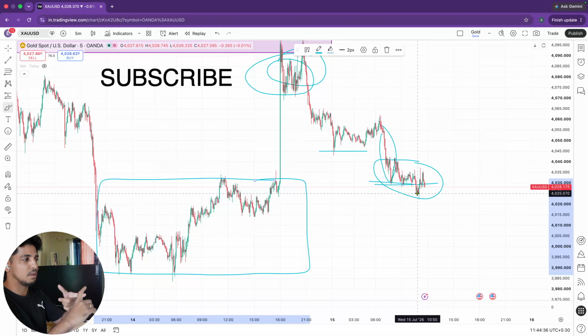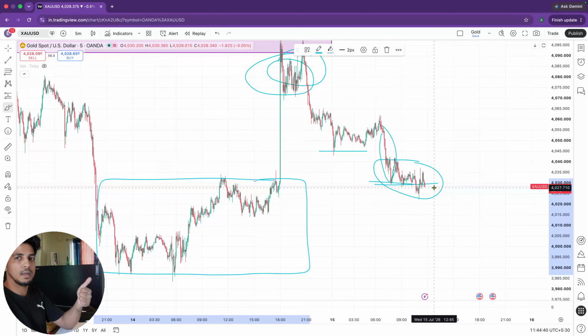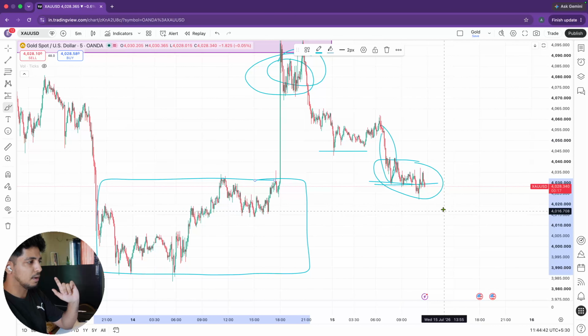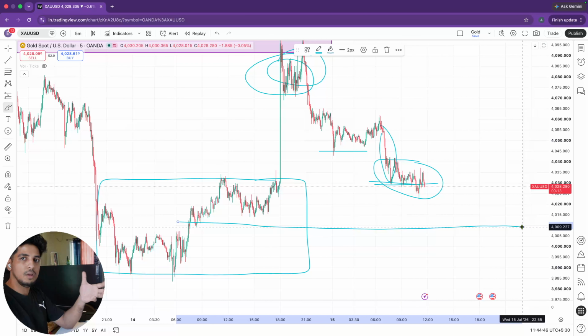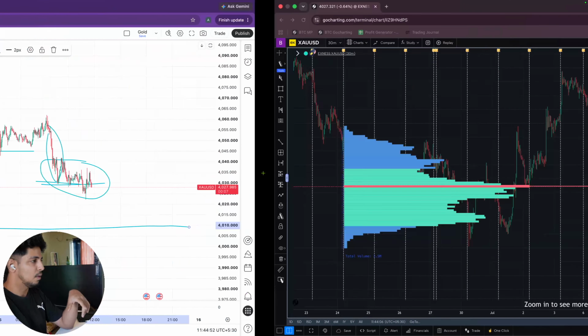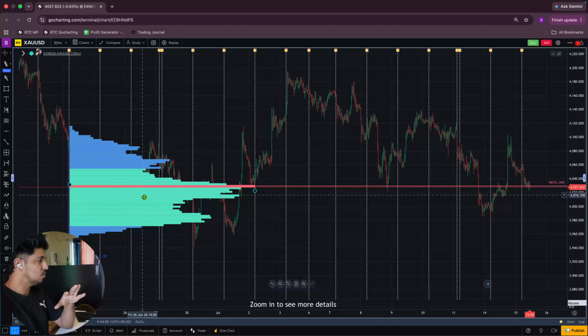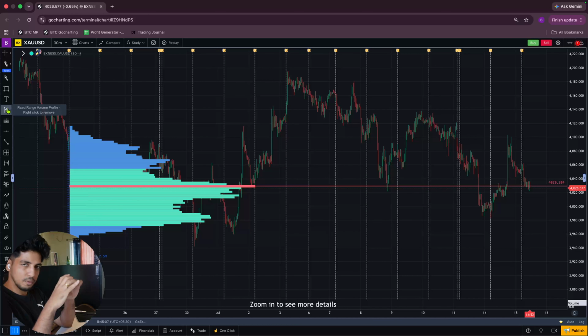So there is another scenario also. When would these longs that I'm currently having get invalidated? That will get invalidated when the market moves below this zone. For that, how will we find out the major defensive location of the previous day bias? For which I have used an indicator called fixed range volume profile, which is nothing but to find out the volume over a fixed period of time.